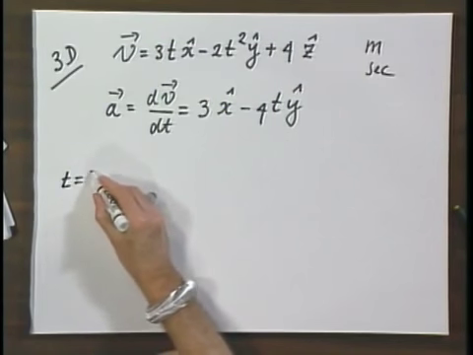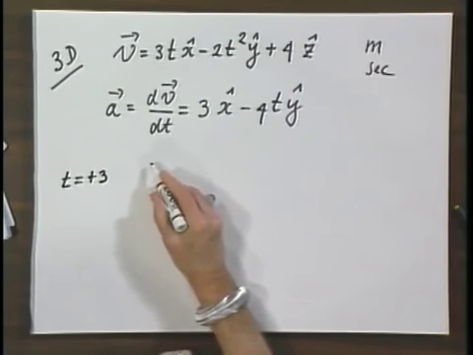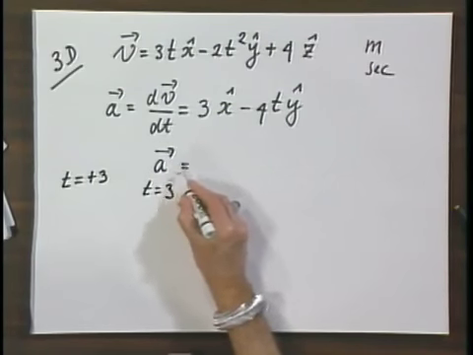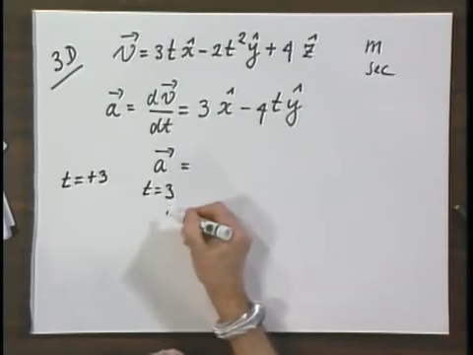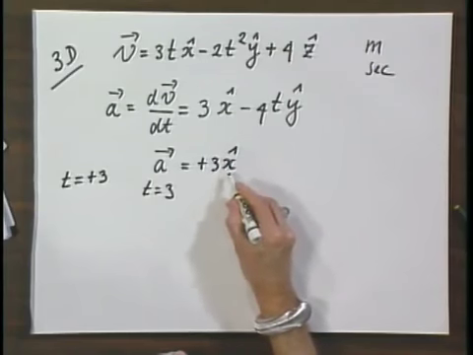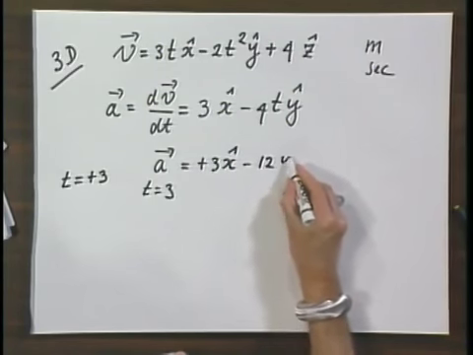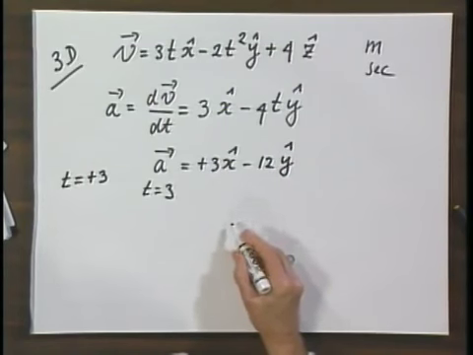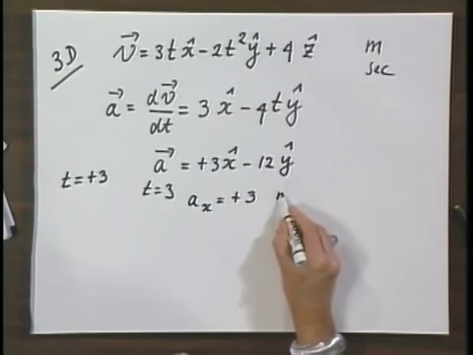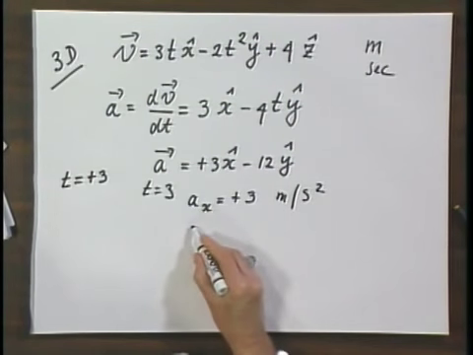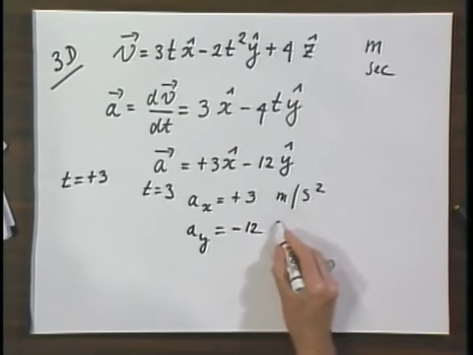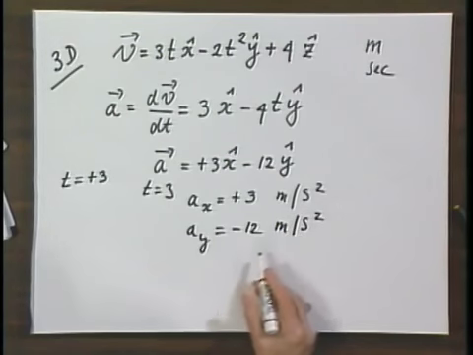If we take t equals plus 3, then we would have that the acceleration, which is a vector at t equals 3, at a particular moment in time, the instantaneous acceleration at t equals 3 would be plus 3 x roof minus 12 y roof. So A of x equals plus 3 meters per second squared, and A of y, the y component of the acceleration, would be minus 12 meters per second squared.